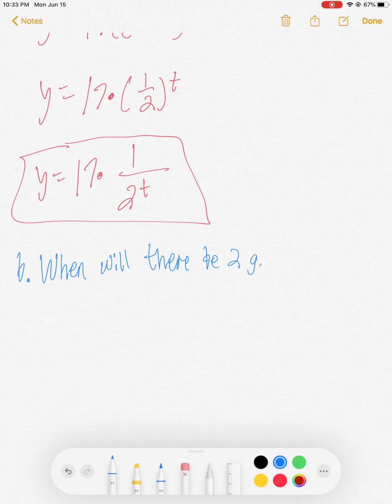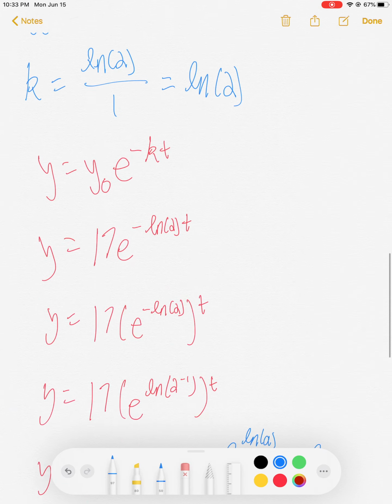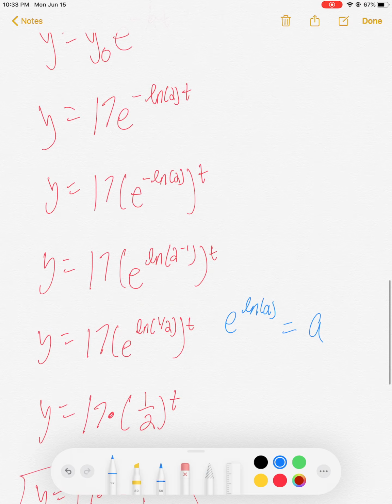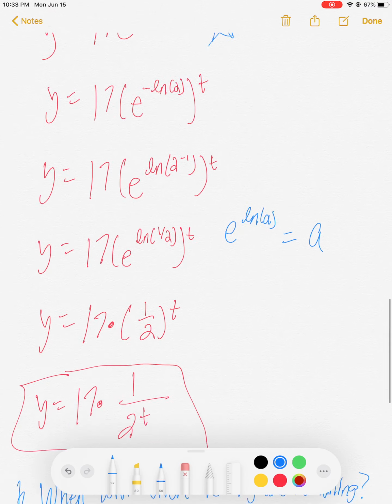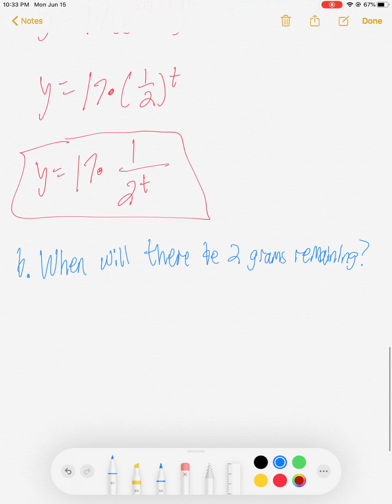This is the amount of substance remaining as a function of time, right? We can see that this is dependent only upon t, which is time. So this gives us what we are looking for. Part B asks, when will there be 2 grams remaining?